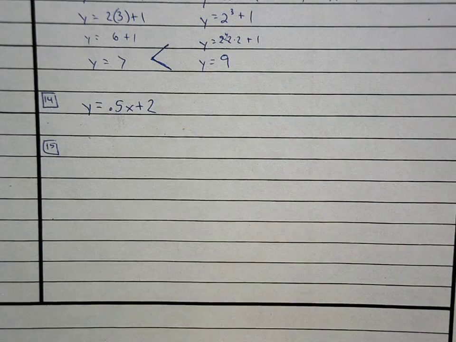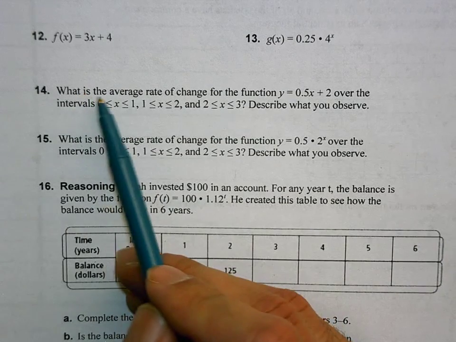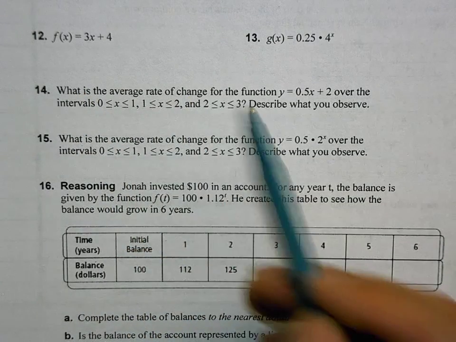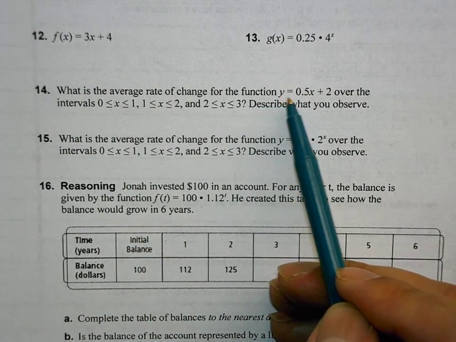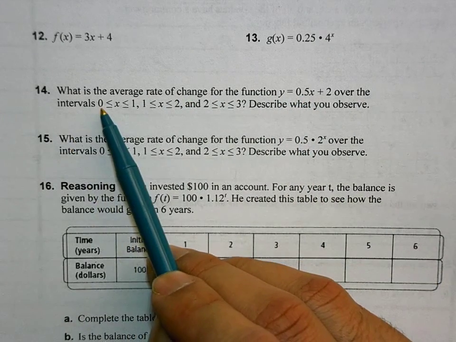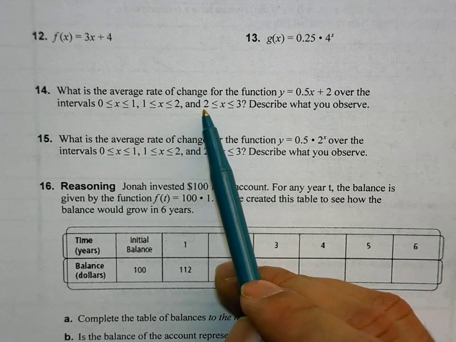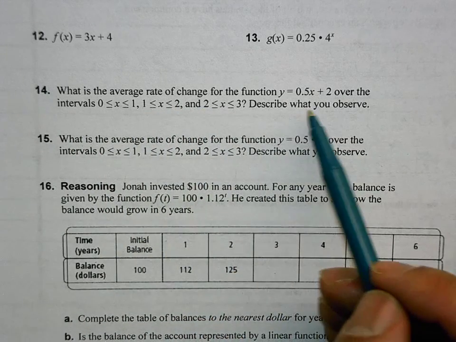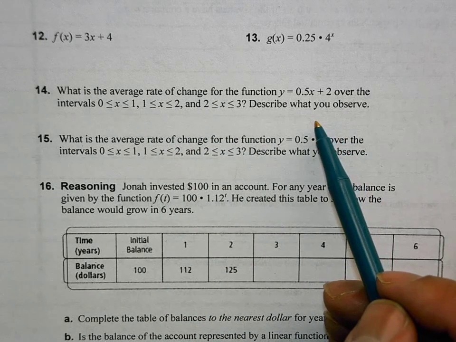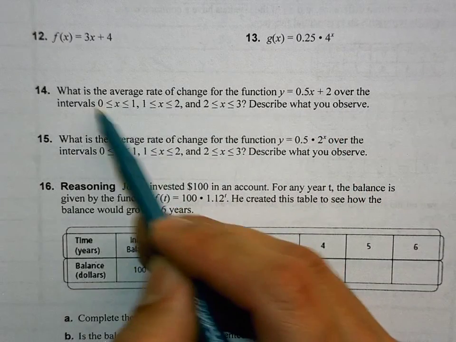Here's the equation: y equals 0.5x plus 2. The question on number 14 says, what is the average rate of change for the function y equals 0.5x plus 2 over the intervals from 0 to 1, from 1 to 2, and from 2 to 3? Describe what you observe. What it's asking you to find is the average rate of change.